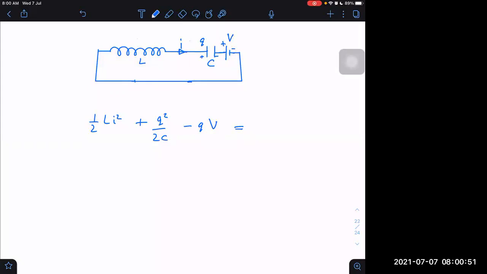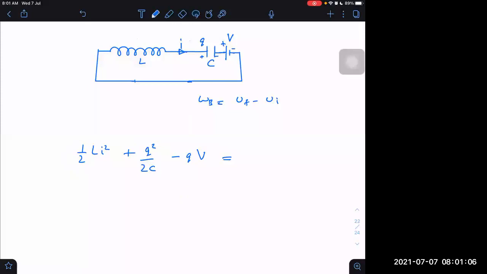Work done by battery is equal to change in internal energy, or I can say work done by battery is equal to final energy minus initial energy. But here I'm writing the equation in a different way. I'm writing the equation as initial energy plus work done by battery is equal to final energy. I can write in this way also. I think this is wrong here. This equation is not right. I should write minus QV on that side. This is final energy on the left hand side.